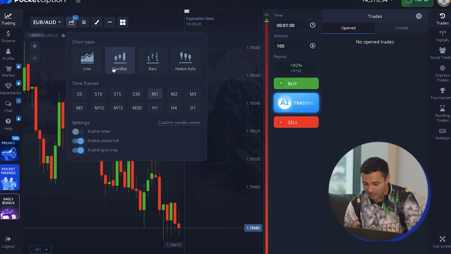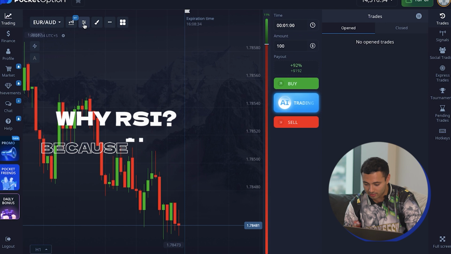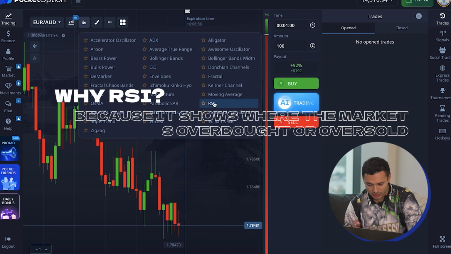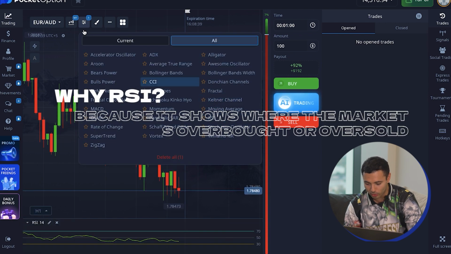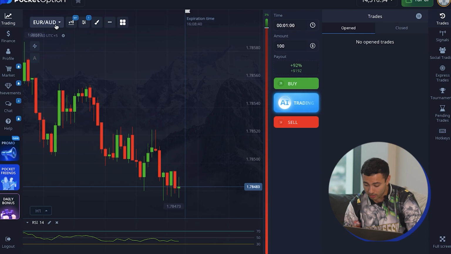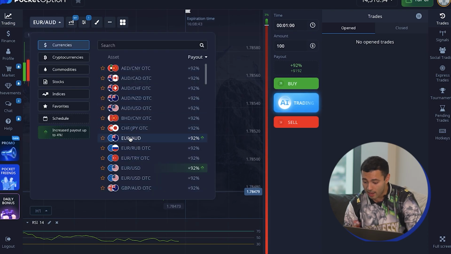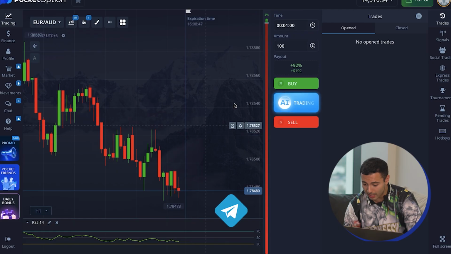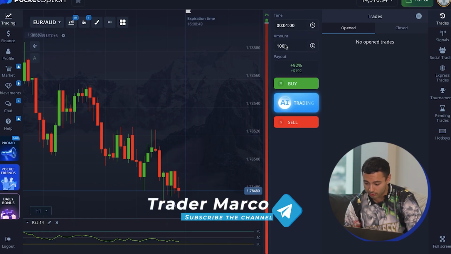Now let's open the indicators tab and add RSI, the relative strength index. Why RSI? Because it shows where the market is overbought or oversold. It's simple, powerful, and honestly a must-have for beginners. It filters out a ton of fake moves and helps you spot reversals or trends with more confidence.